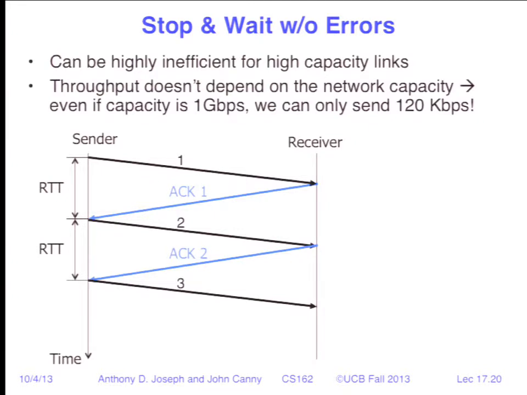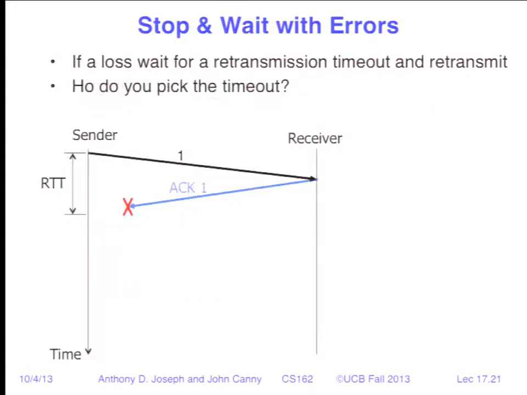So now let's add errors, make it a little bit more complicated. So we wait and don't get an acknowledgment back because our acknowledgment actually gets lost. So how do we pick this timeout? Well, we're going to want to pick a timeout that's at least larger than the round trip time.